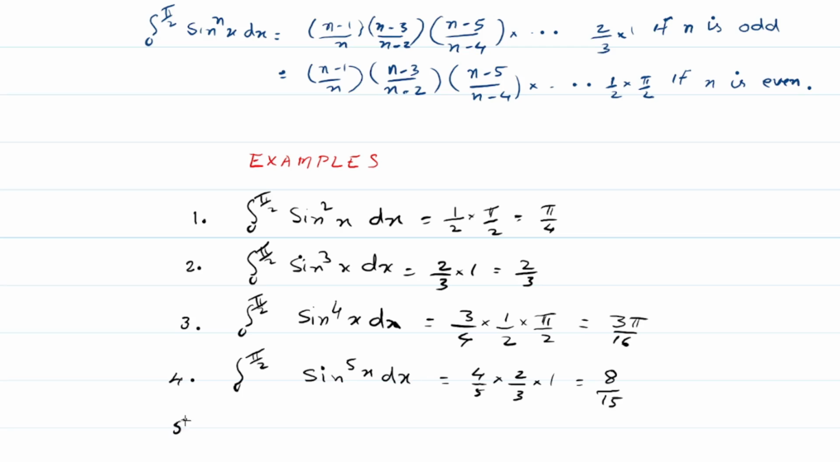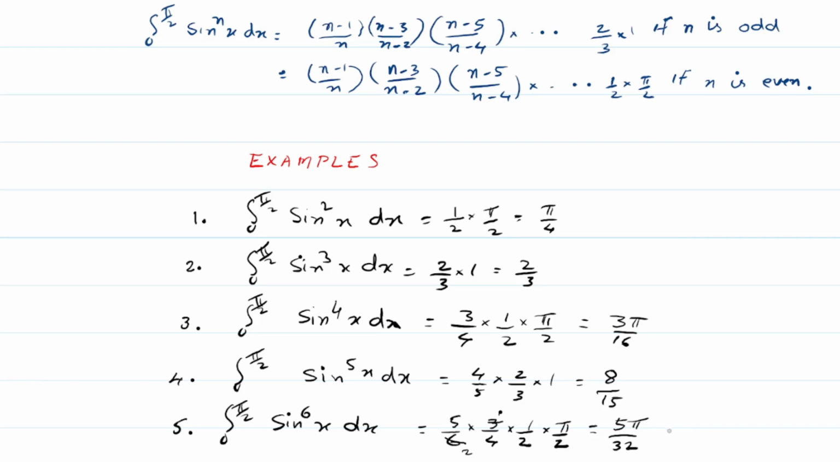The last example is integral 0 to pi by 2 sin raised to 6 x dx. 6 is even, so it will be 5 by 6 into 3 by 4 into 1 by 2. If 1 by 2 comes, then the last term will be pi by 2. So the answer is 5 pi divided by 32.